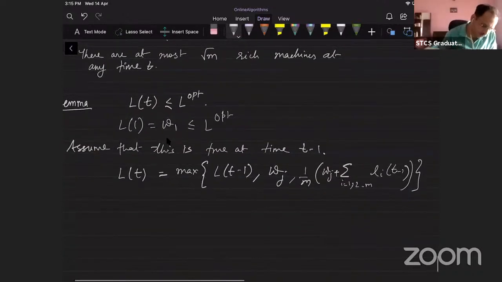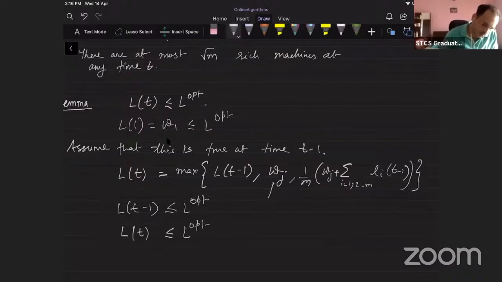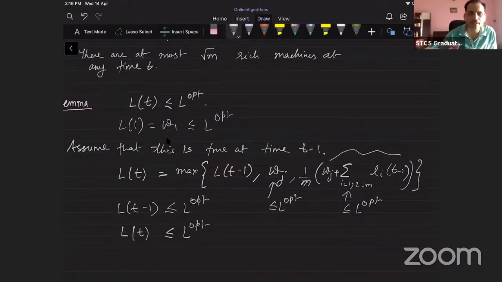Okay, can somebody help me show this now? So I know that L(t minus 1) is less than or equal to LOPT. I want to show that L(t) is also less than or equal to LOPT. So this clearly is less than LOPT. I just need to show that this is also less than or equal to LOPT. And why is that true? Because OPT also has to assign all these jobs somewhere, and you can think of this as the total load in the system at this time, which the OPT can equally divide among the M possible machines. So this third term also is at most equal to LOPT. So this implies that L(t) is less than or equal to LOPT.